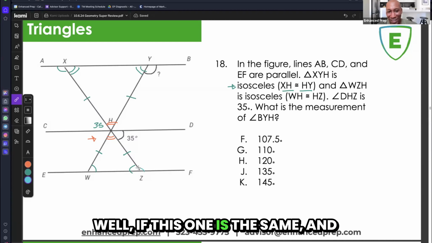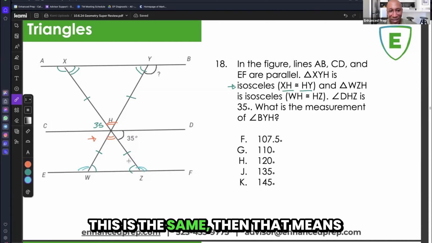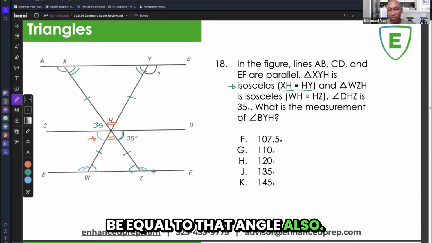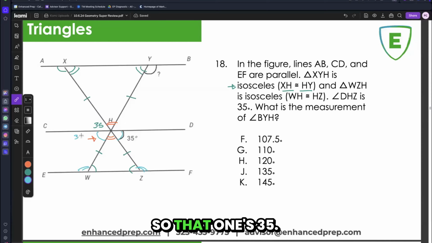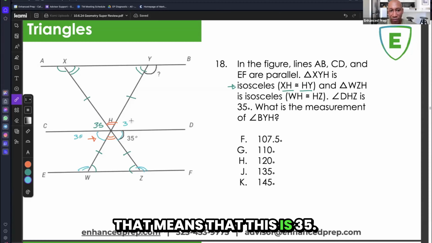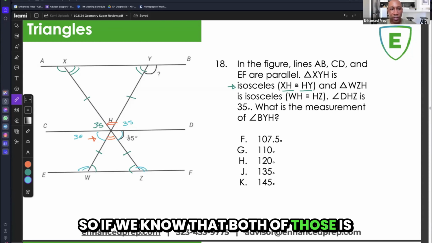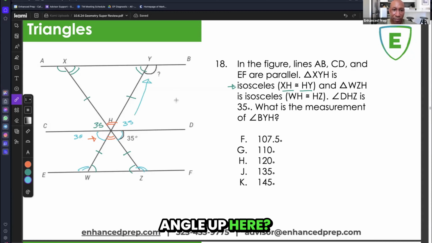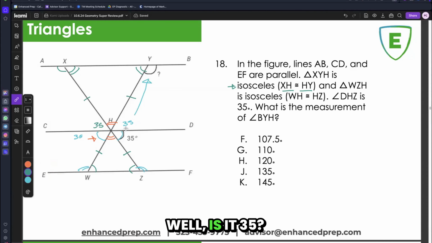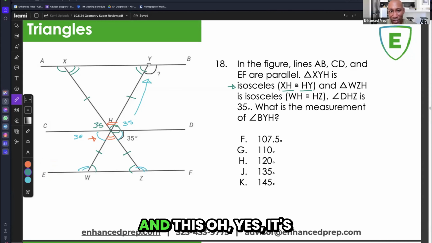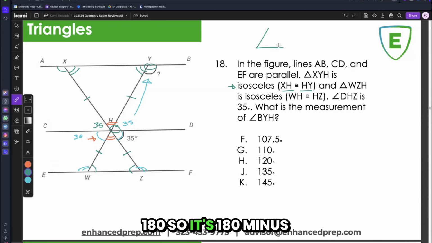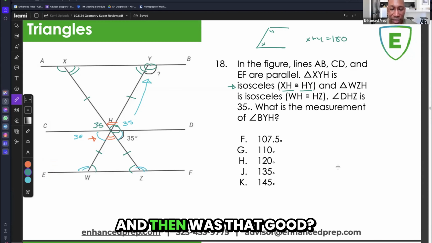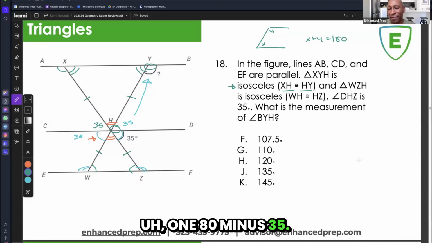Well, if this one is the same and this is the same, then that means that this angle right here has to be equal to that angle also. Oh, I see. Right? So that one's 35, and that means that this is 35. So if we know that both of those are 35, then what can we say about this angle up here? It's also 35. Well, is it 35? Because we have this one right here and this angle, you have to find 180. So if it's 180 minus... And then what does that give you? 180 minus 35. There we go.